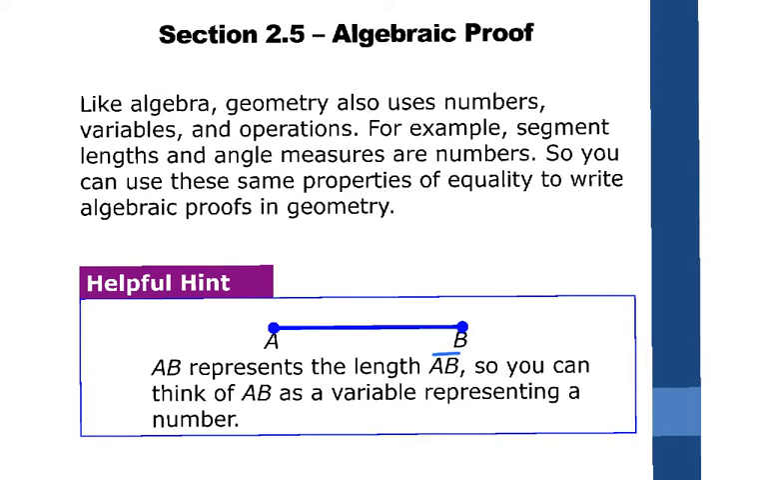So like this right here, this helpful hint says AB represents the length AB, okay? So if we write AB to represent the length of segment AB, you can think of AB as a variable, like x is a variable in our algebraic equations. So AB is going to be representing a variable also. Okay, so let's use that idea in our next proof.